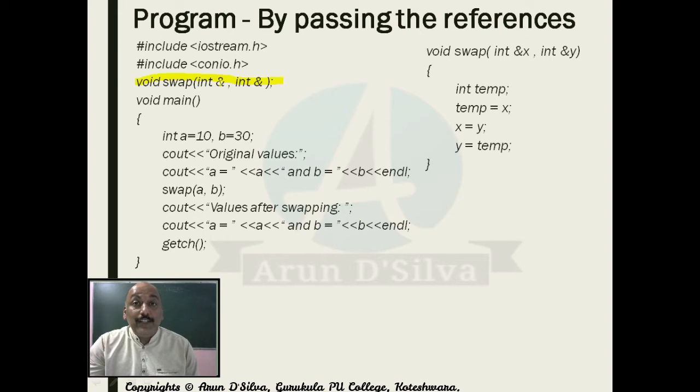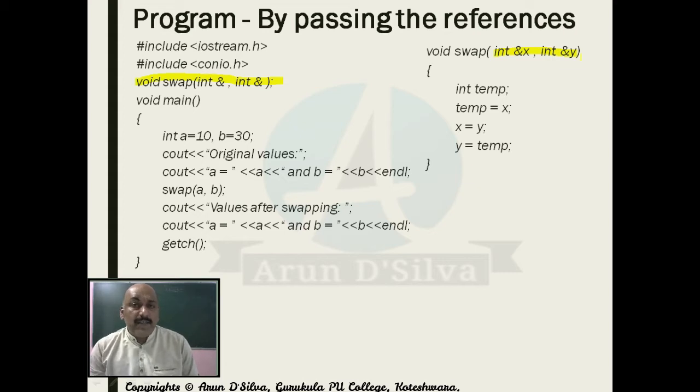Where that value is stored, you are going there directly. You are not taking a copy of that content; you are directly going there. The main program is as usual, nothing changes. In the function, what you have to do is, in the passing places, use ampersand x and ampersand y. The rest everything is the same.